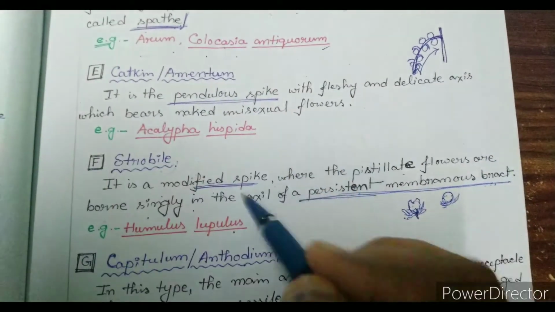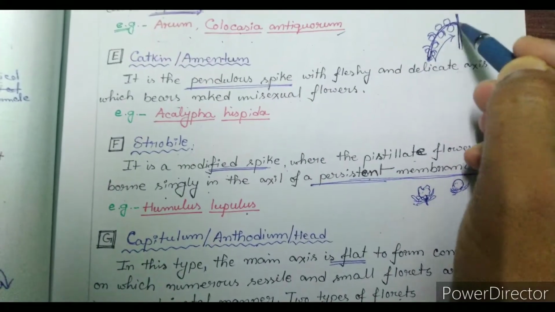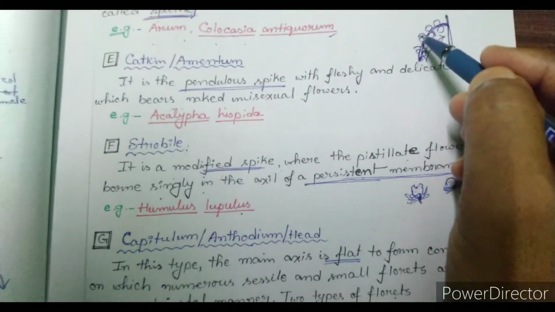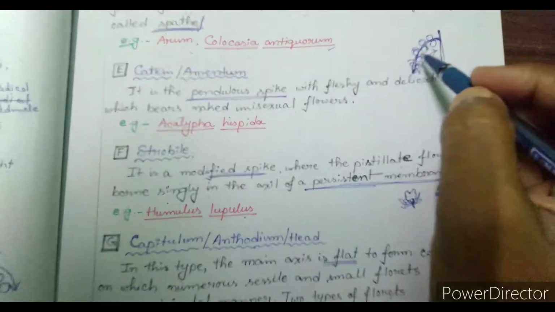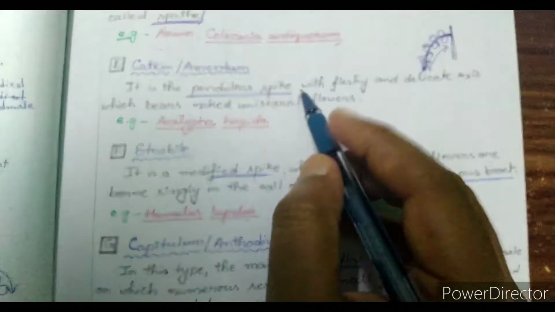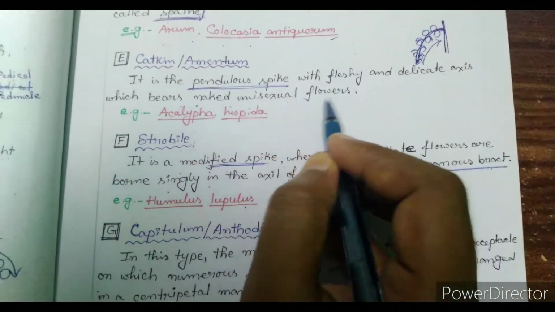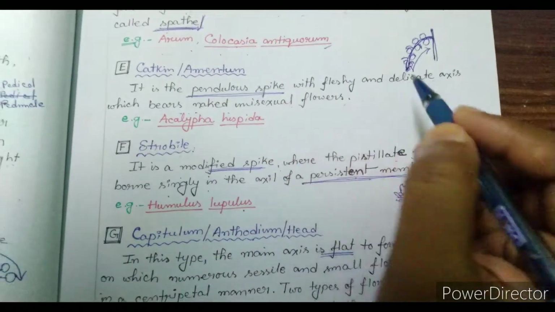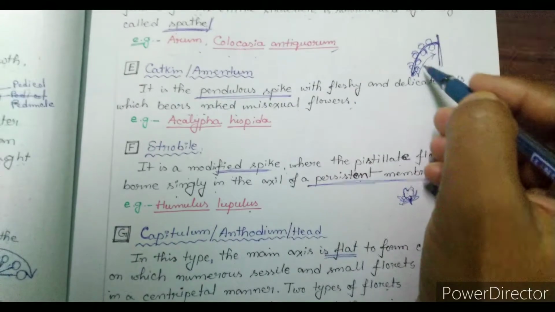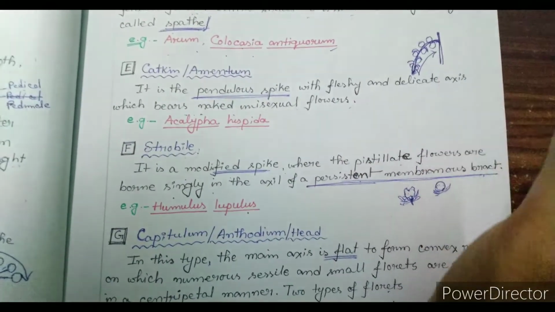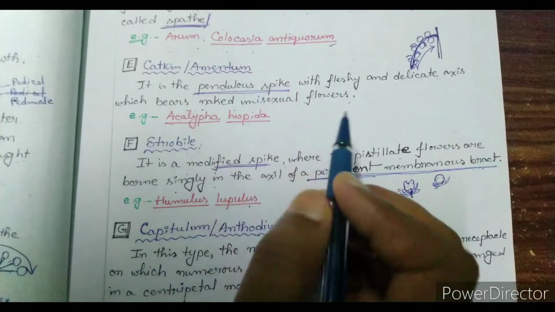Next we talk about catkin or amentum. It is a pendular spike, meaning the spike is pendulous, which is hanging. It is a pendular spike with a fleshy and delicate axis which bears naked unisexual flowers. Obviously you can just see the diagram of this type of flower. It is found in Acalypha hispida.